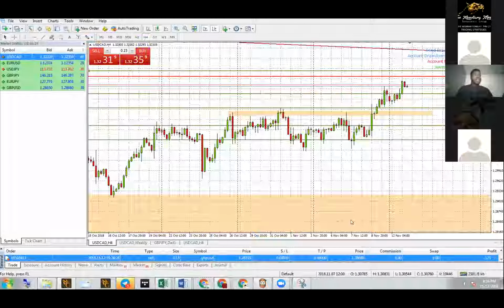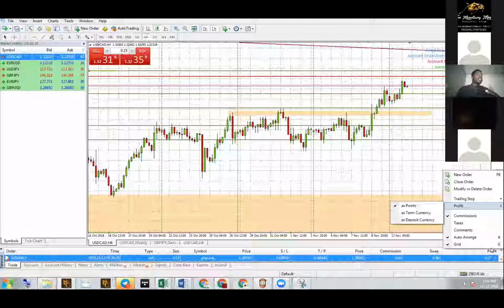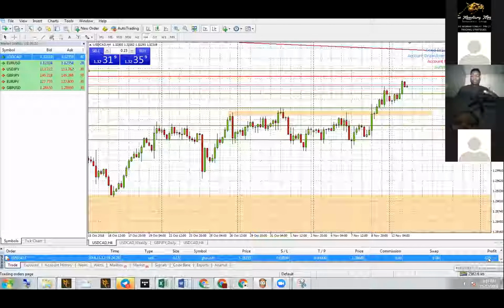You can do that. Yes, sir. Right-click it and from profit, turn it over to points. They don't give you the decimal, but that's negative 12.5 pips. And the spread on that is like 4 pips, so technically that's down 8 pips.